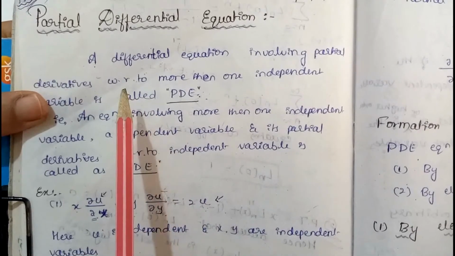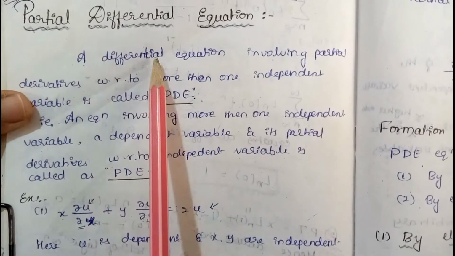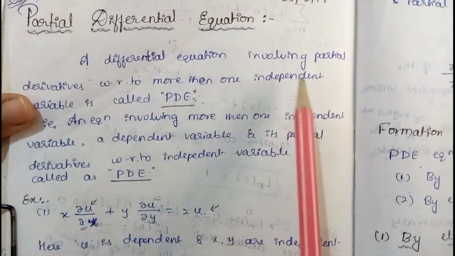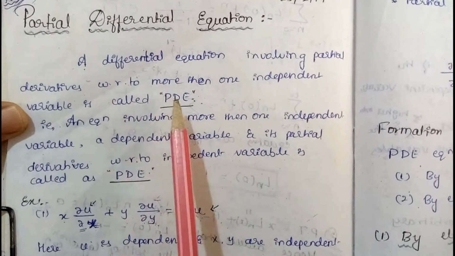What is the meaning of partial differential equation? A differential equation involving the partial derivatives with respect to more than one independent variable is called a partial differential equation.